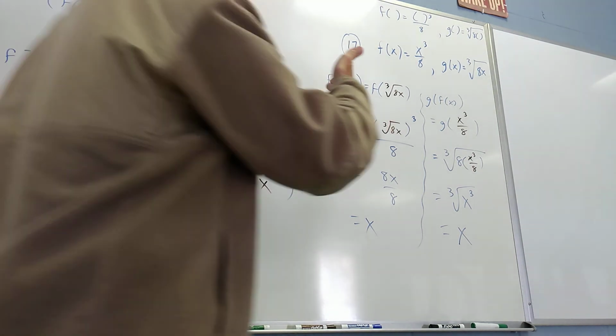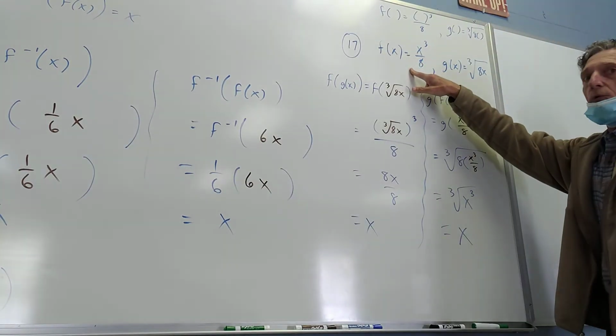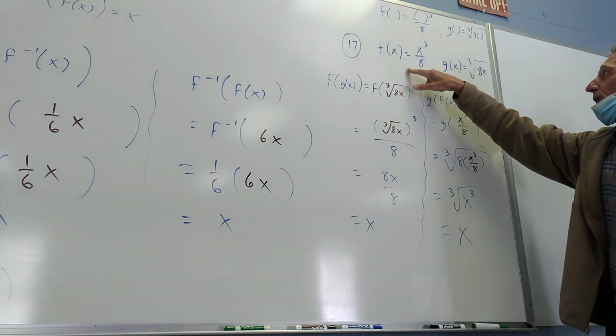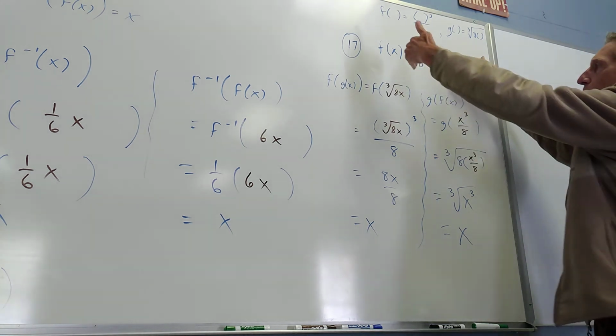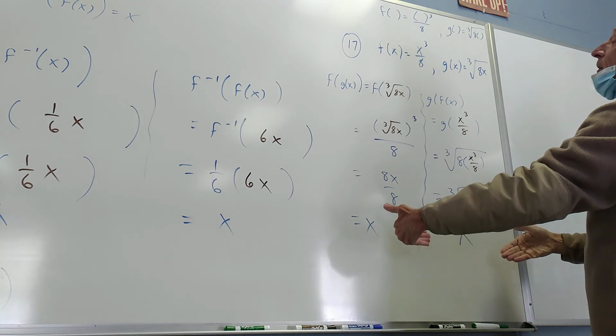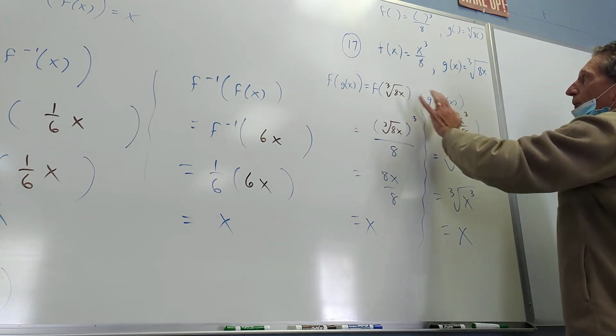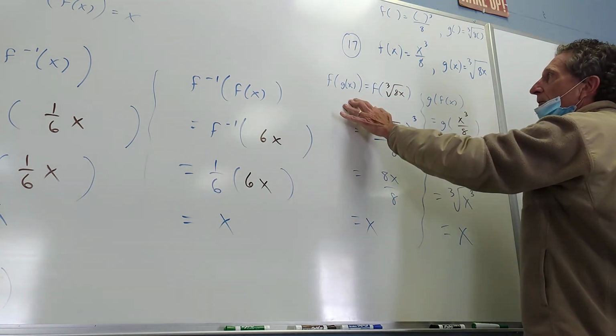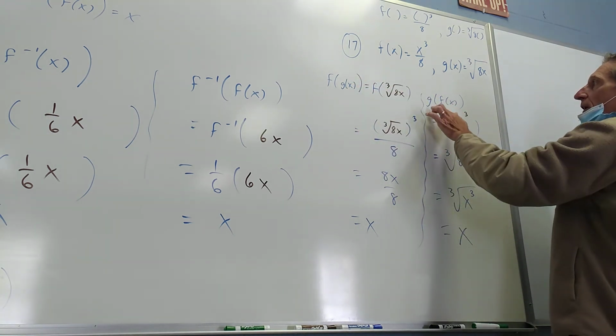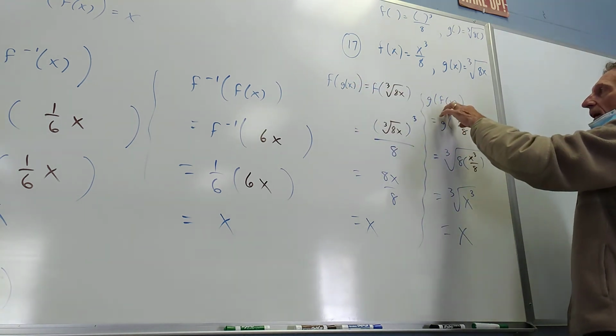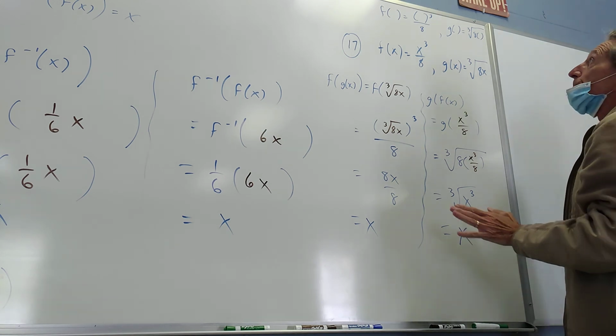For number 17, I'm told that these two functions are inverses. My work is to verify they are by composing in both orders. I will do f of g of x, finish that work, then come over and do g of f of x, and hopefully verify the same thing.